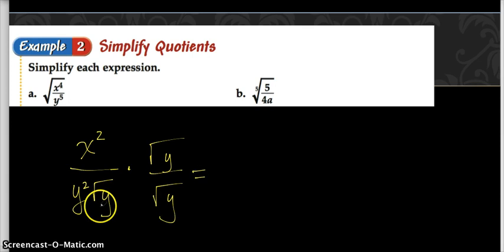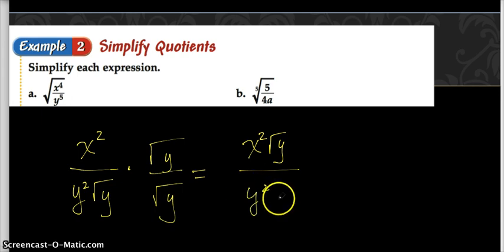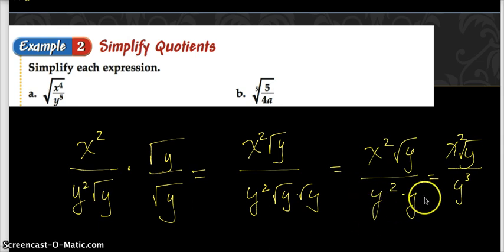So I know if I multiply the square root of y times the square root of y, I'll just get a plain y, which is what I want. So the numerator is x squared times the square root of y. That's not going to change. But the denominator is going to be y squared times the square root of y times the square root of y, which is just y squared times y, which eventually just gives me y to the third power. The numerator stays the same.